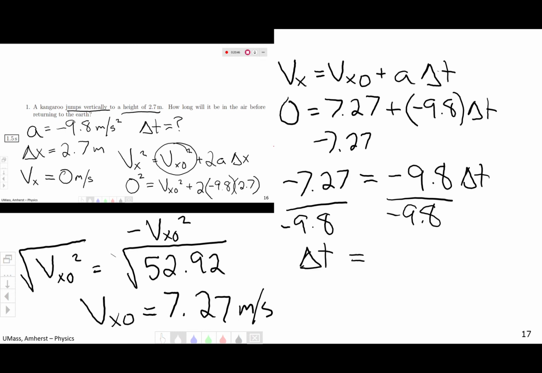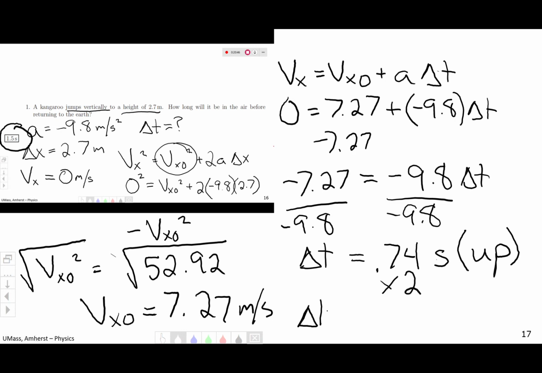Delta t equals 0.74 seconds. Now, I know that is different from the answer key. Why is that? Because we have just calculated the time it takes to jump straight up. So this is up. So times 2 to give us delta t total, which is 1.5 seconds. Awesome. There's our final answer.